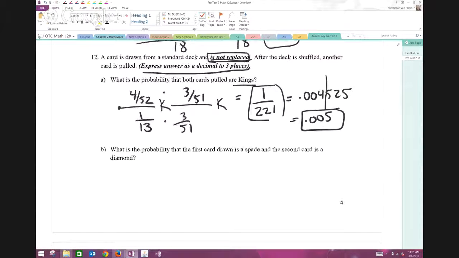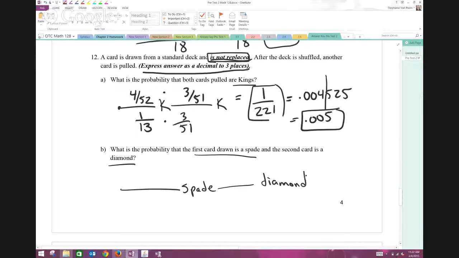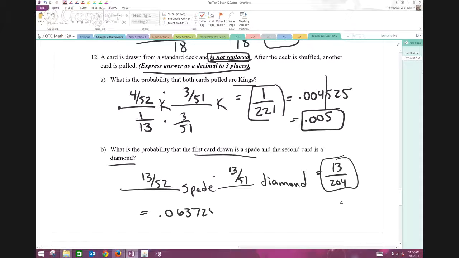Find the probability the first card is a spade and the second card is a diamond. So we want the first one to be a spade, the second one to be a diamond. We have 13 out of 52 times 13 out of 51. Multiply that, we get 169 out of 2652, which simplifies to 13 out of 204, or 0.06375, and that goes to 0.064.